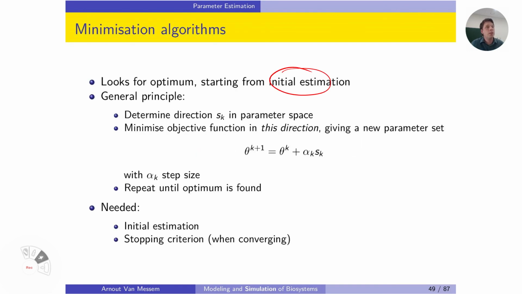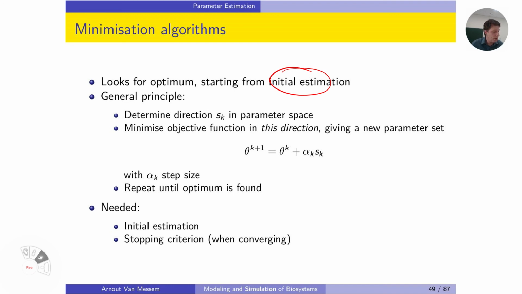But what you do is you have that estimation, so you have initial values for the parameters. You look for a certain direction in the parameter space. So in which direction am I looking? What is the best direction to minimize? And the choice of this direction depends on the process, the algorithm that you are using. Then you minimize the objective function in this direction, and this gives you a new parameter set.